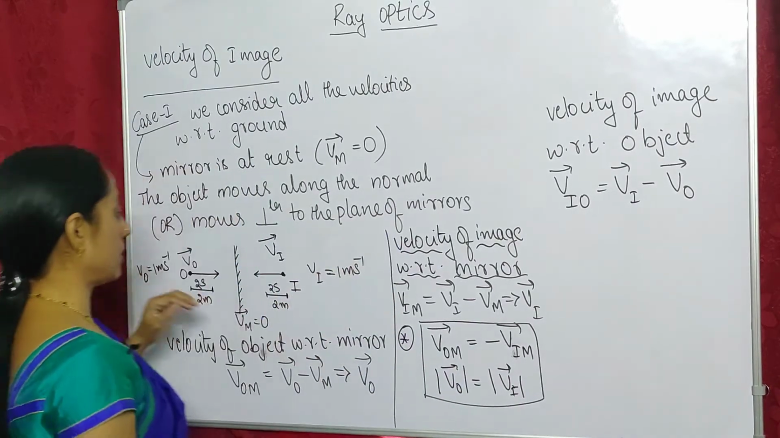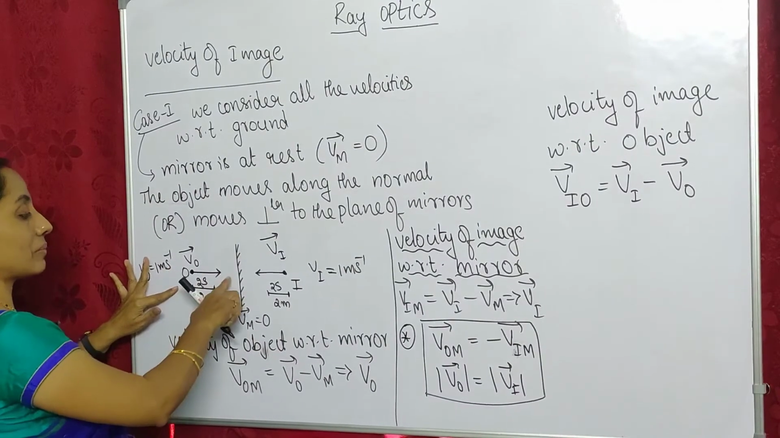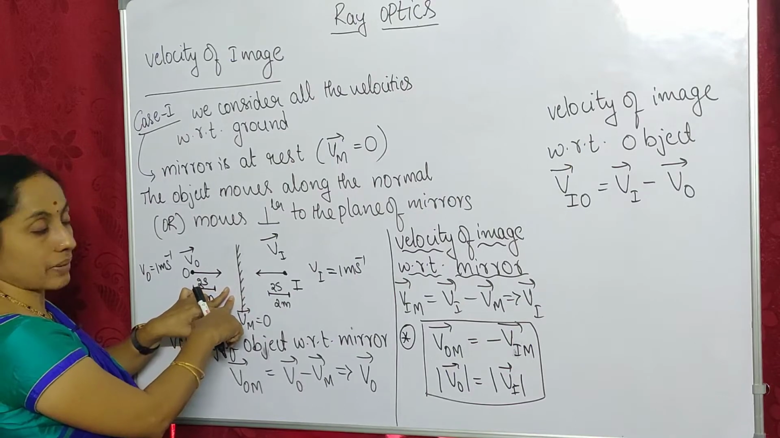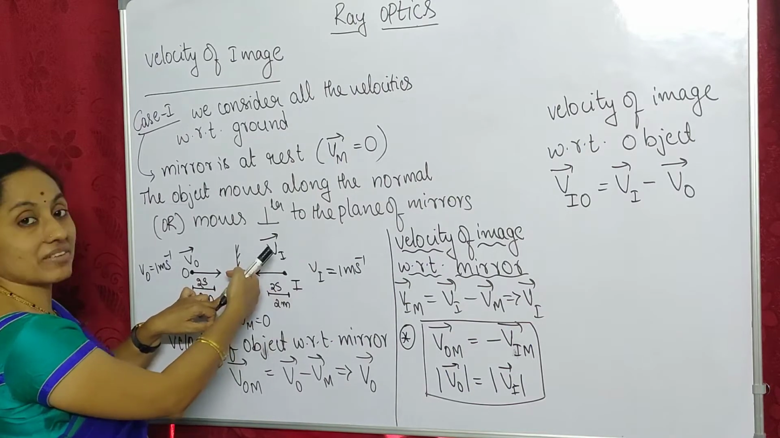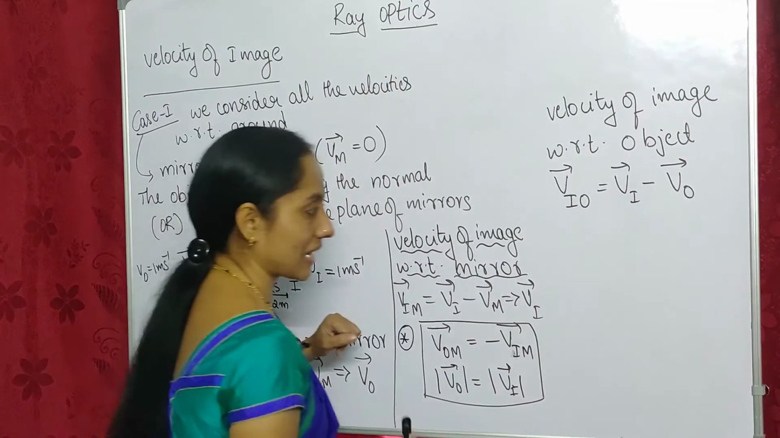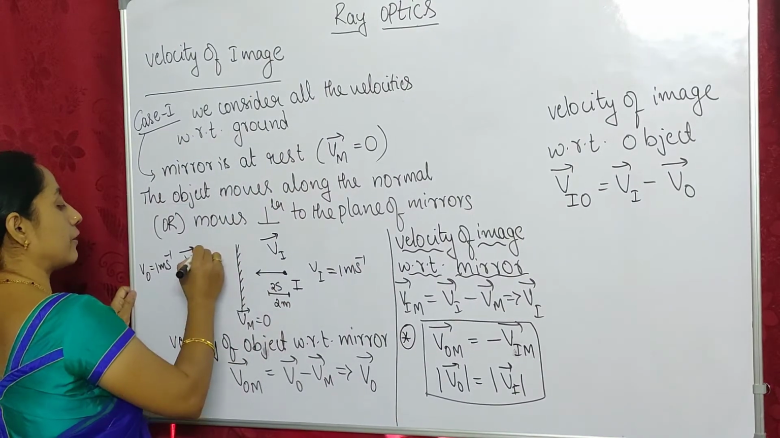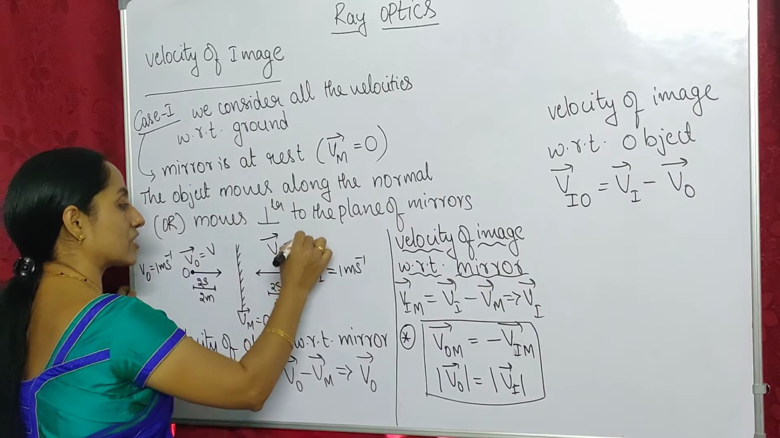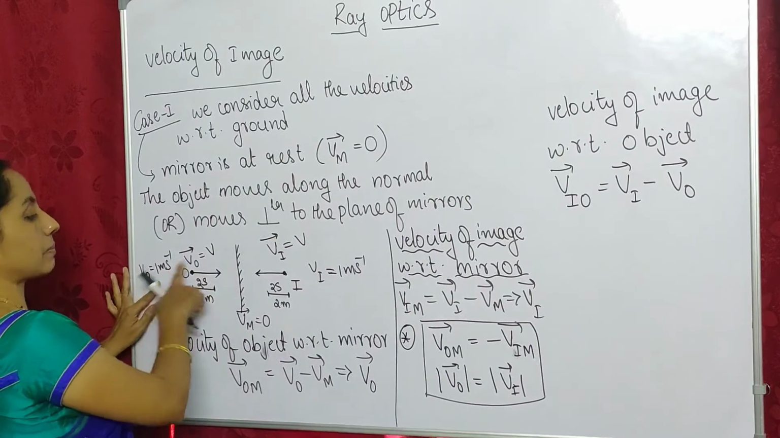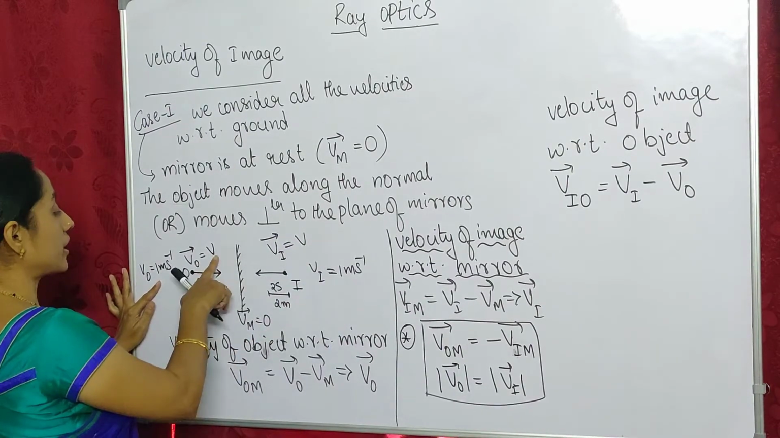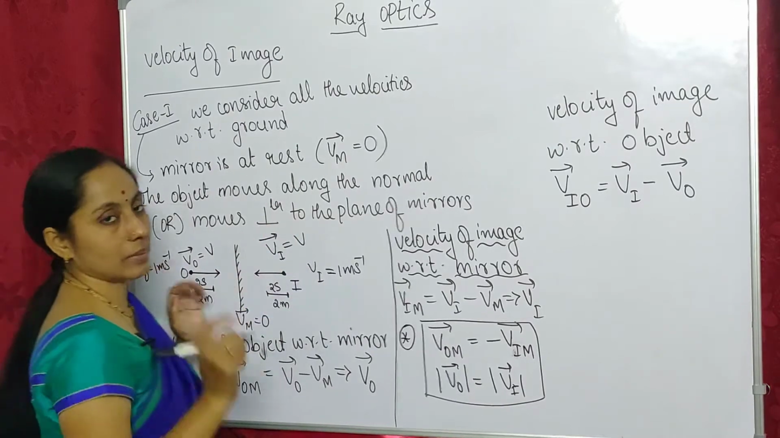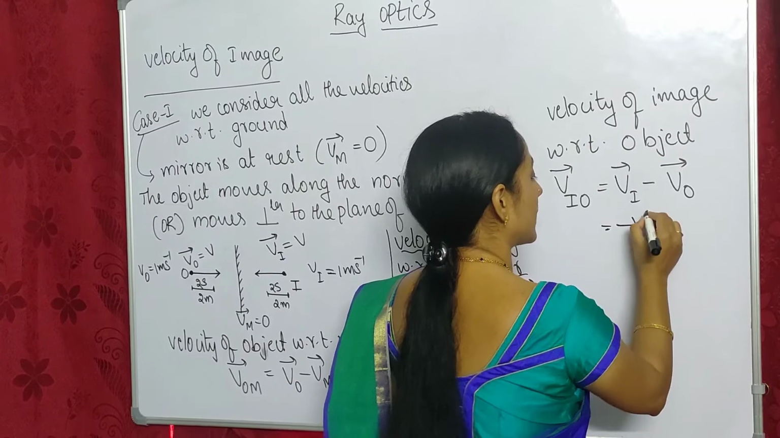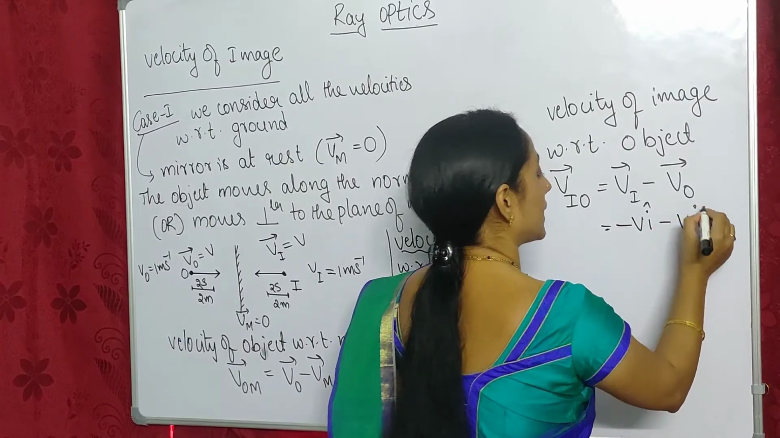Now we all know that they are equal in magnitude and opposite in direction. For example, if I consider the velocity of the object along the positive x direction, that is plus v i cap, then the velocity of the image is along the negative x direction, minus v i cap. Let us say v is 1 meter per second for both.